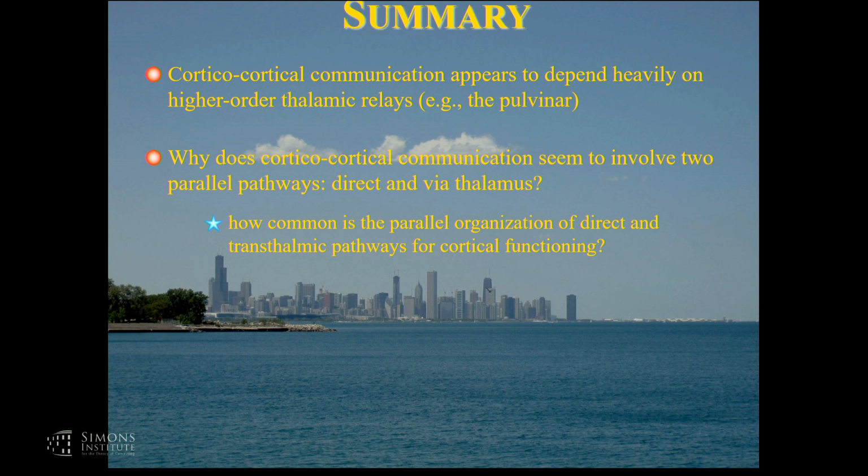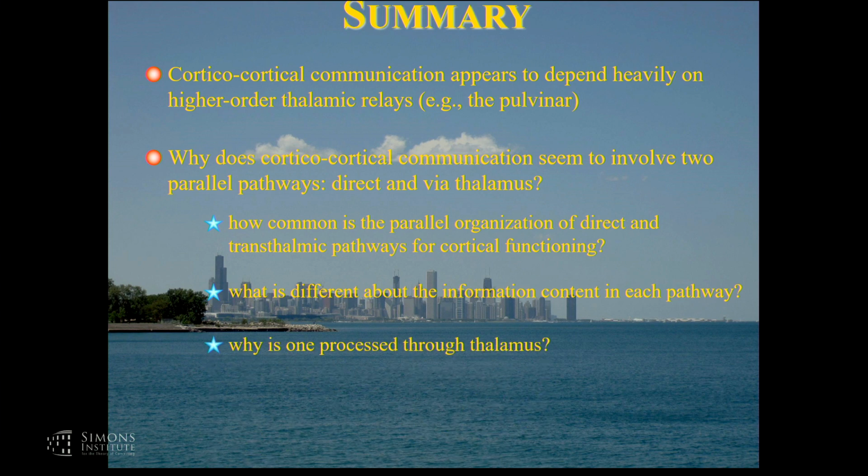How common is a parallel organization of direct and transthalamic pathways for cortical function? We have very few examples. We'd like to have many more to see how common this is. What is different about the information content in each pathway? Why is one processed through thalamus? And finally, what is the significance of the branching axons? Now, I want to emphasize for the last time that the branching axons do exist. They are an anatomical fact that is now pretty well established from many labs. The efference copy ideas that I've thrown out are just our speculation. You can accept or reject that. We hope to have ways of testing these ideas, and if they get rejected, fine. But we do have to, I think, strive to get answers to why this anatomical pattern seems to apply to our thalamocortical processing. I'll leave it there. Thank you.